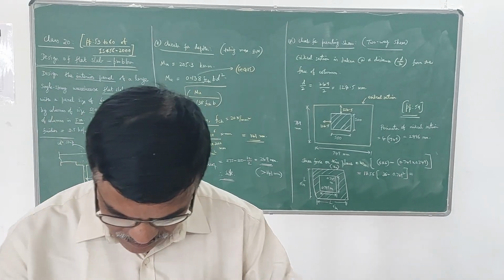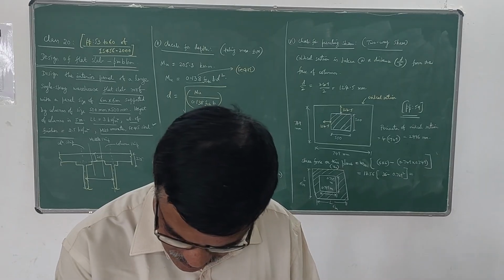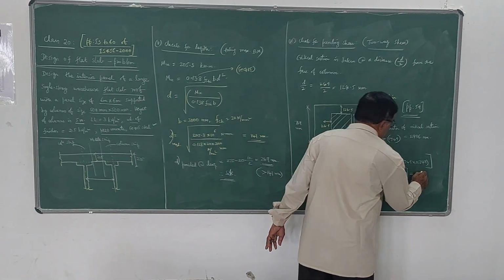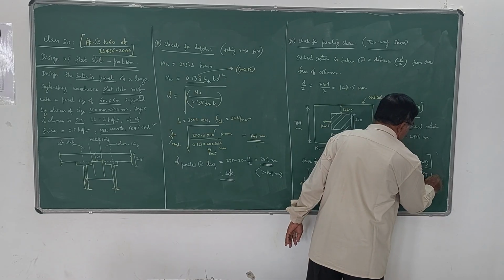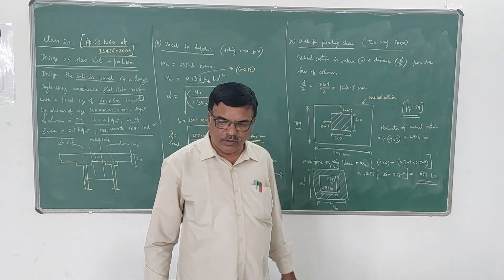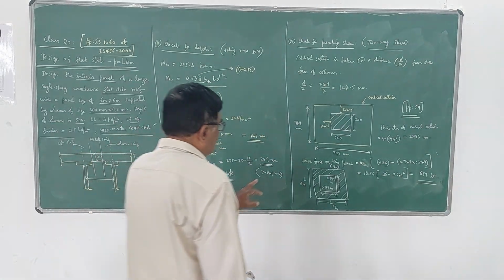Minus 35 into 18.56, that gives 657 kilonewton. So this is the shear force. Now we have to calculate what is called the nominal shear stress. The shear force is denoted as VU.